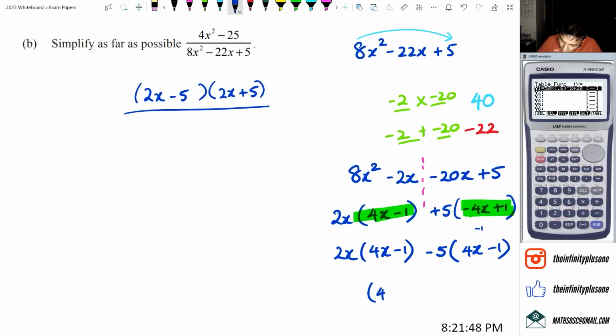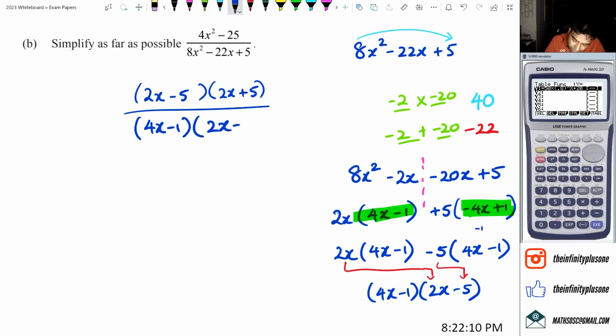And at this point I've got 4x minus 1 as a common factor, 2x minus 5 as the other common factor. So the 2x is from there and negative 5 is from there. Now this is pretty much the hardest part for you guys in this question, because straight away what we can do is replace that quadratic with this. We cross out our common factors, and what we're left with is 2x plus 5 divided by 4x minus 1.